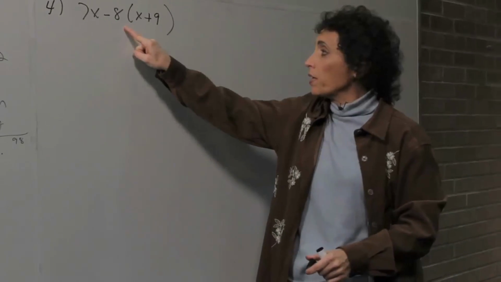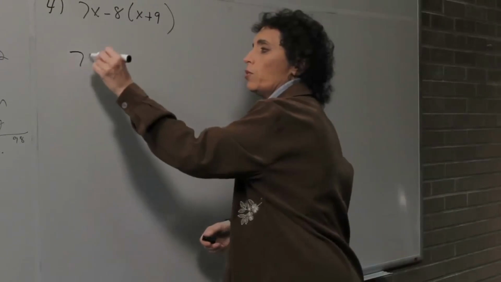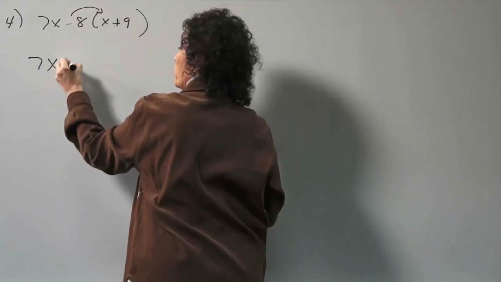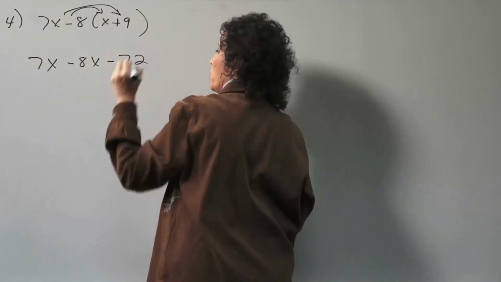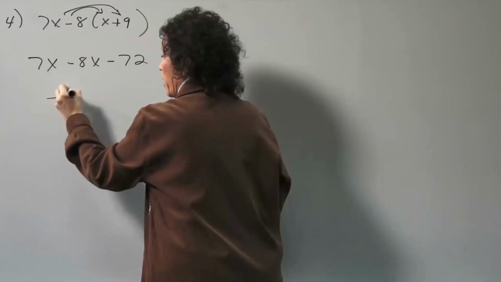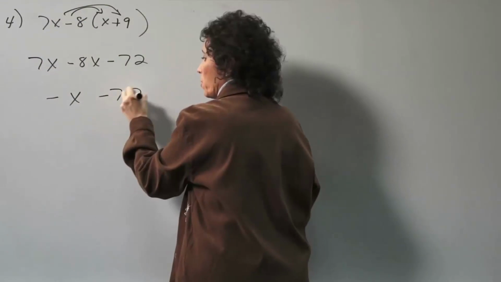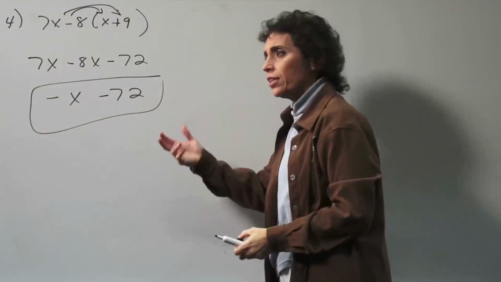Okay, here we go. The only thing here being attached to this x plus 9 is the -8. So we're going to distribute that. So here we go. 7x. Negative 8x. Negative times a positive is a negative 72. 8 times 9. I have 7x's. I owe you 8. So I owe you 1x, or just x, minus 72. So negative x minus 72. That is a done deal.